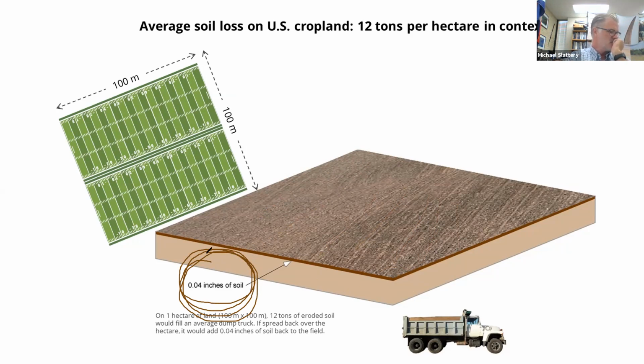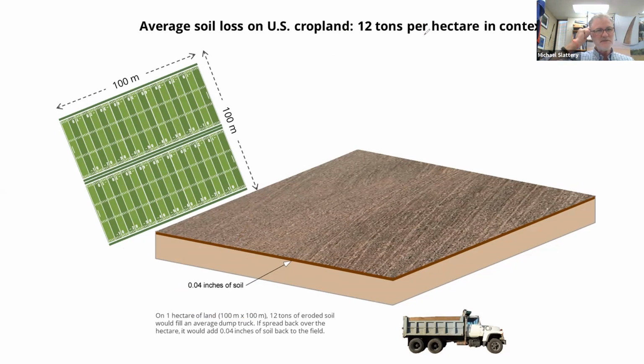Does that make sense? Right, so if you take a ruler here, now I know you folks are inches people, but if you take a ruler, that's just a little inch down at the bottom there, we're talking about 0.04 of an inch. It's a minuscule amount of soil coming off that field, and that represents 12 tons if you scrape that off the entire field.